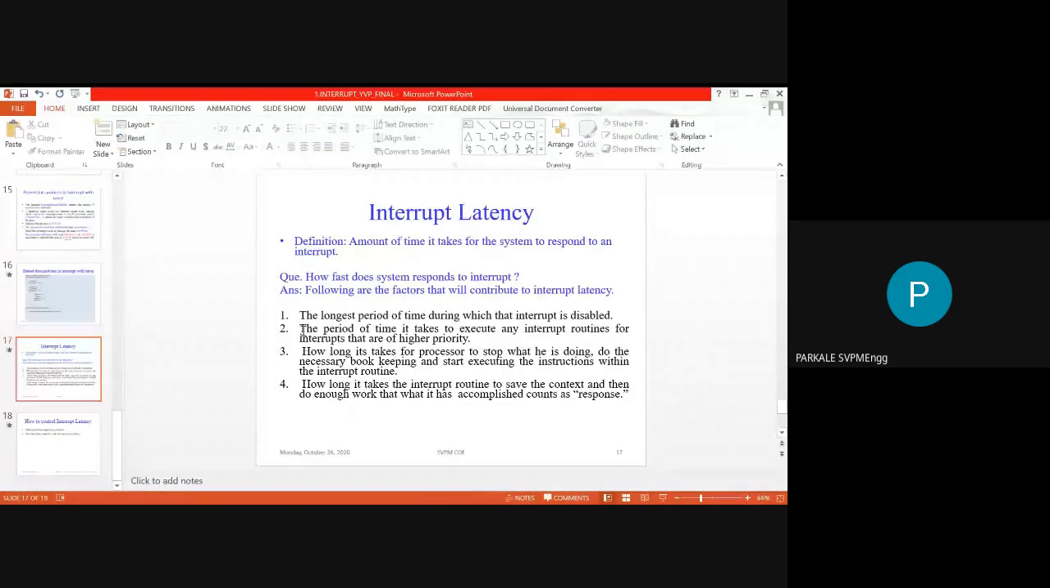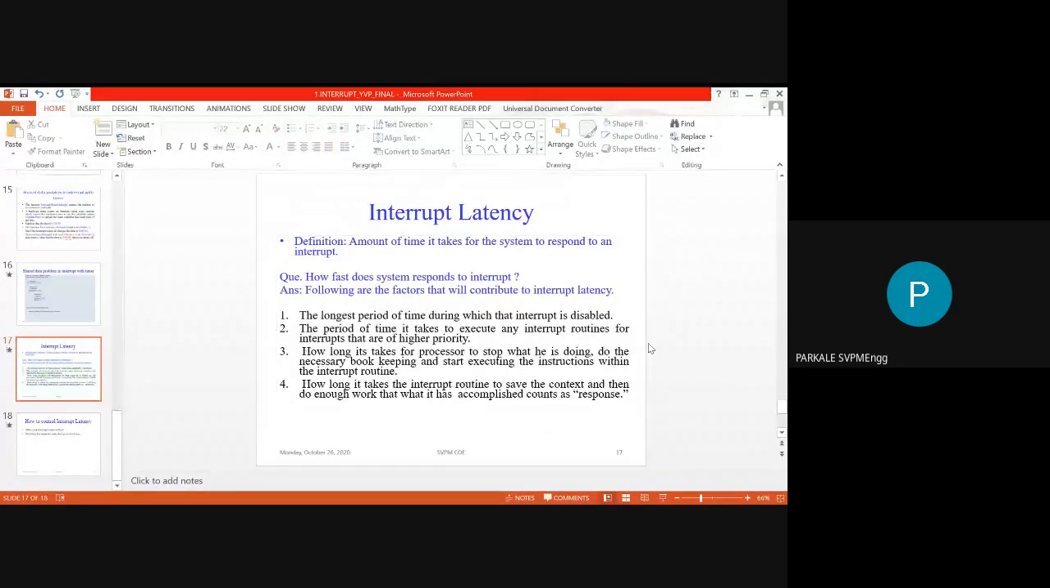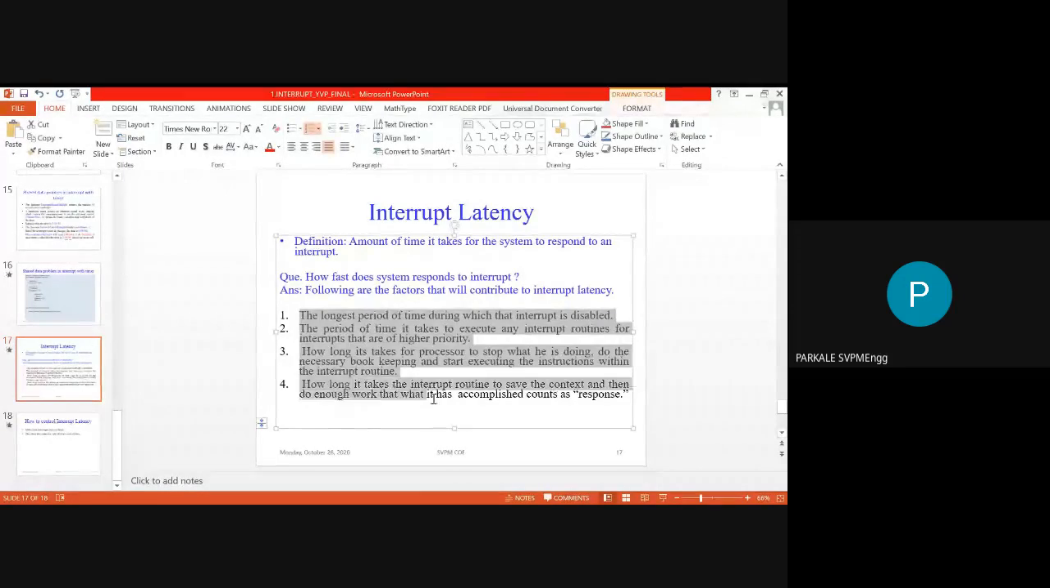That means all these four parameters will contribute to the interrupt latency. Whenever any interrupt comes to your CPU, it requires some time to respond to that interrupt. And what is that time, and on which parameters is that time dependent? So these four parameters are responsible for the response to an interrupt. This is very important.